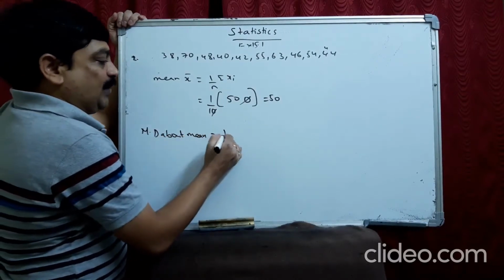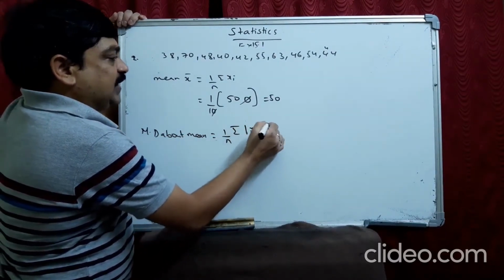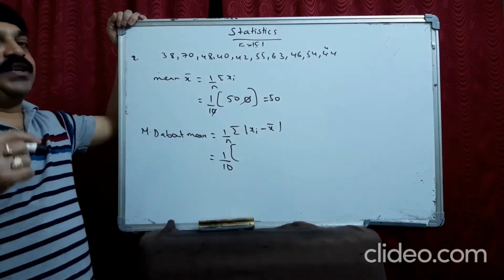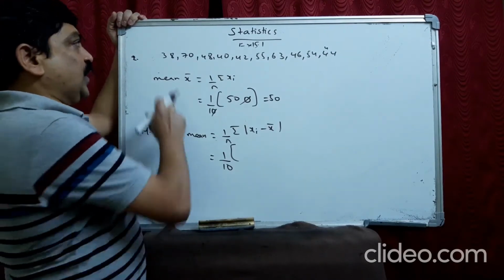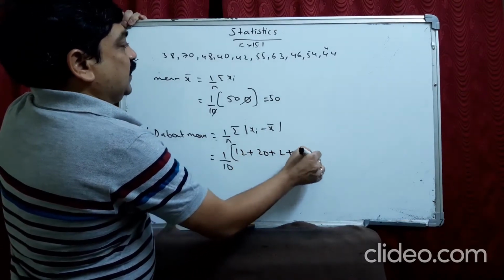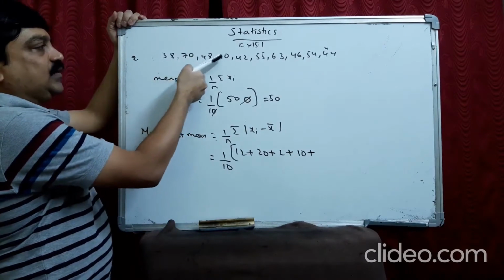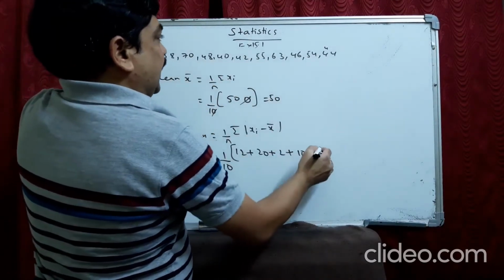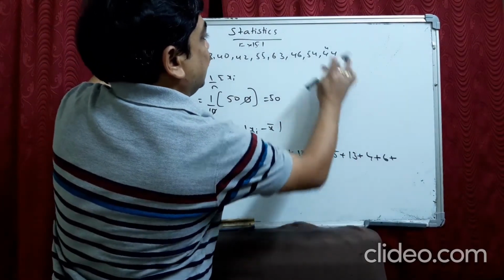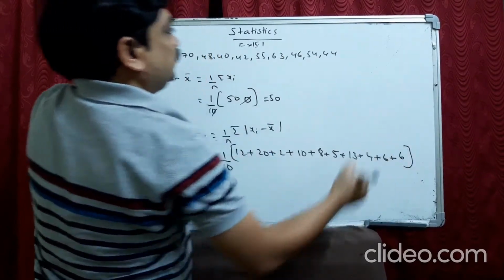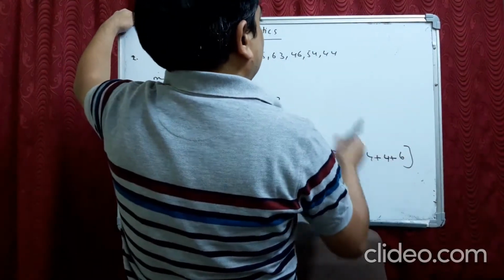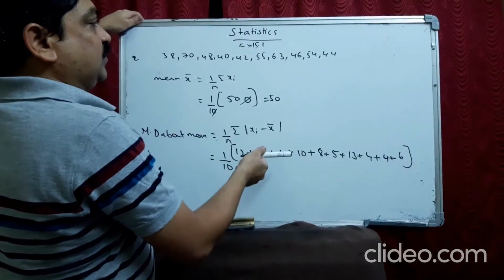Now, mean deviation about mean is equal to 1 by n sigma modulus of xi minus x bar. Here x bar is 50. So 1 by 10 of, let us subtract 50 from each, and it should be in modulus, which is not negative. So 38 minus 50, 12, 20, 2, 10. Each of these minus 50. And 42 minus 50, 8, 5, 13, 4, 6, and 44, 6. Oh, this is not 6, this is 4. 54 minus 50 is 4. 46 minus 50, 63 minus 50.